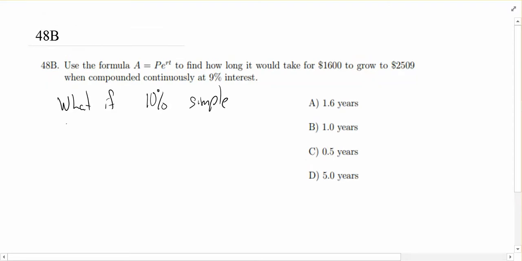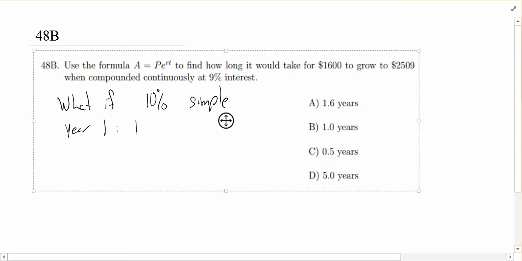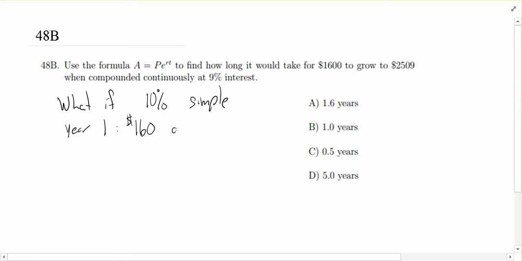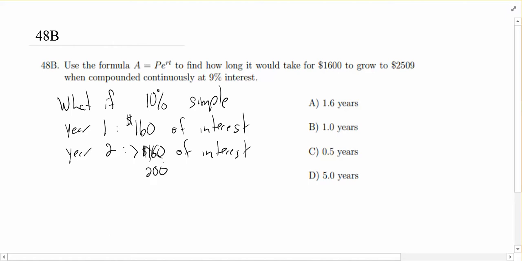Then in year one, 10% is super easy, so I picked that number. It's close enough to 9. 10% interest would be $160 of interest. So that means in year two, slightly more than $160 of interest. Let's just go ahead and call it 200 bucks. So with these rough estimates, then $360 between 2 years.